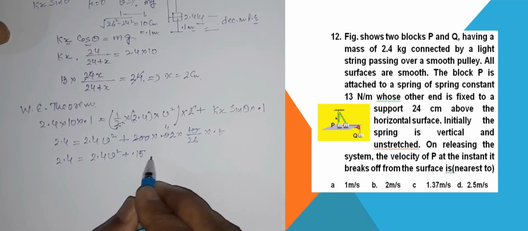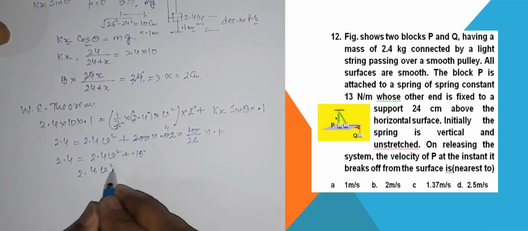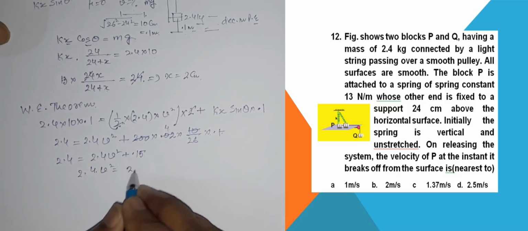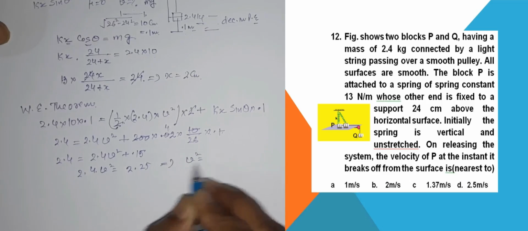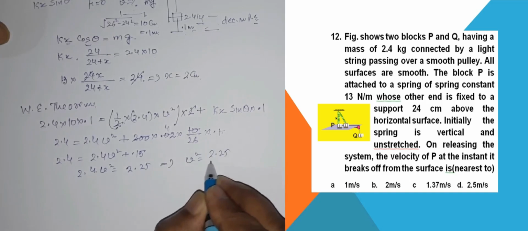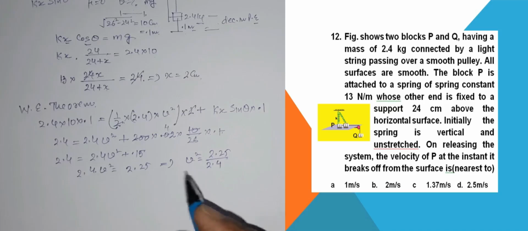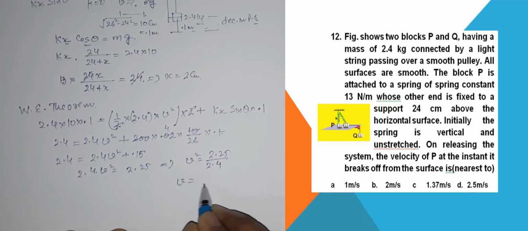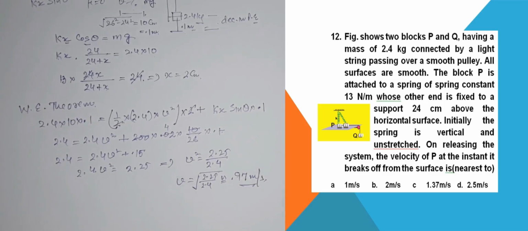So 2.4 v square is equal to 2.25. This implies v square equal to 2.25 divided by 2.4. So v is approximately 2.25 by 2.4, approximately this will come 0.97 meter per second.